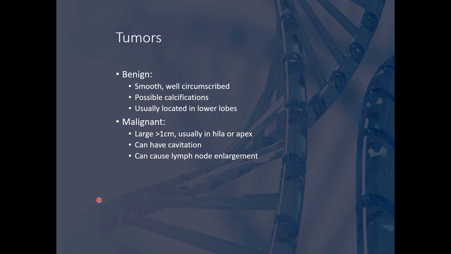Tumor is very similar to tumors elsewhere in the body. If something is benign, it's usually more smooth, well circumscribed. It can have calcifications within itself. Usually in the lungs, they're located more in the lower fields. Malignancies are usually larger. They're seen higher up in the lung fields, in the hila or the apex. They can have cavitation in themselves, and you often see lymph node involvement.